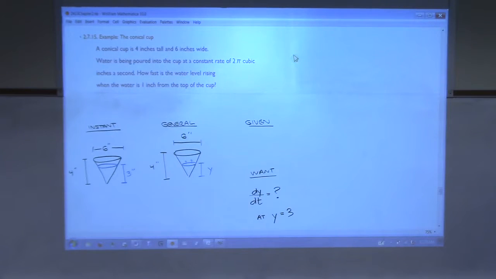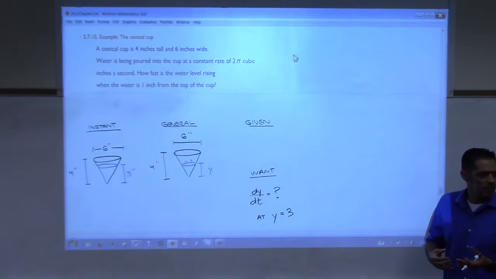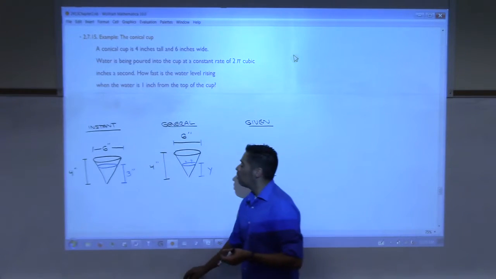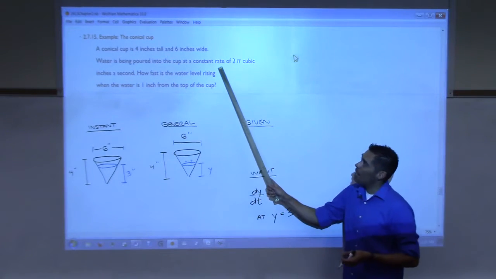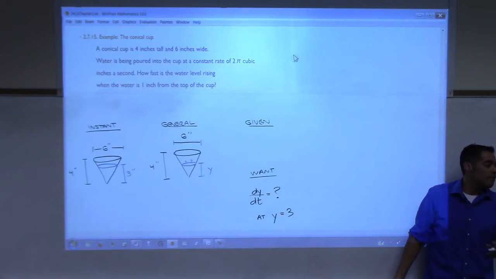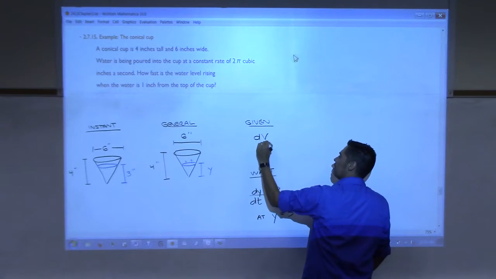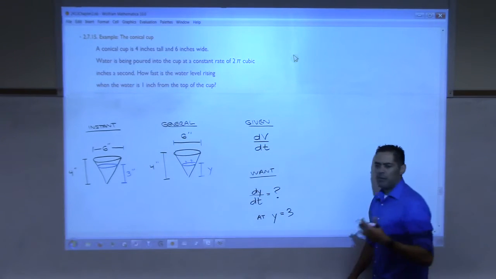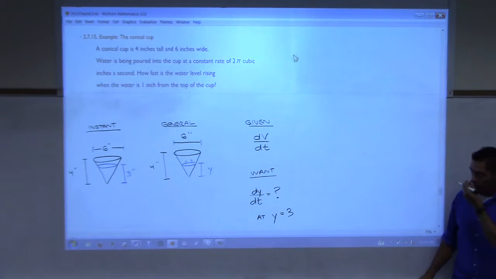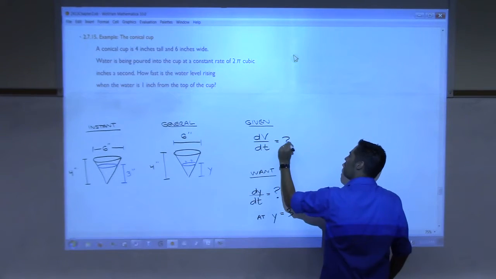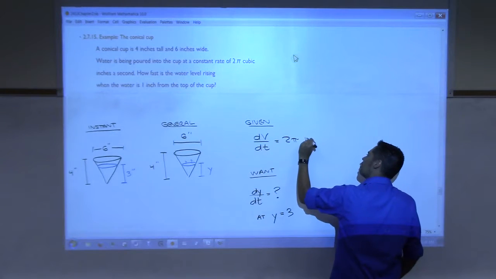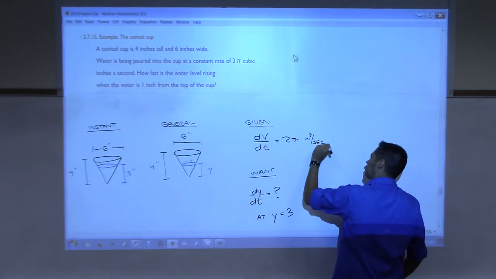You're given the rate at which it's filling up. 2 pi cubic inches. When we talk about units, that's volume, isn't it? 2 pi cubic inches per second is a measurement of the rate of change, the derivative, of the volume. So this should be dV dt, V for volume, right? dV dt is 2 pi cubic inches per second.